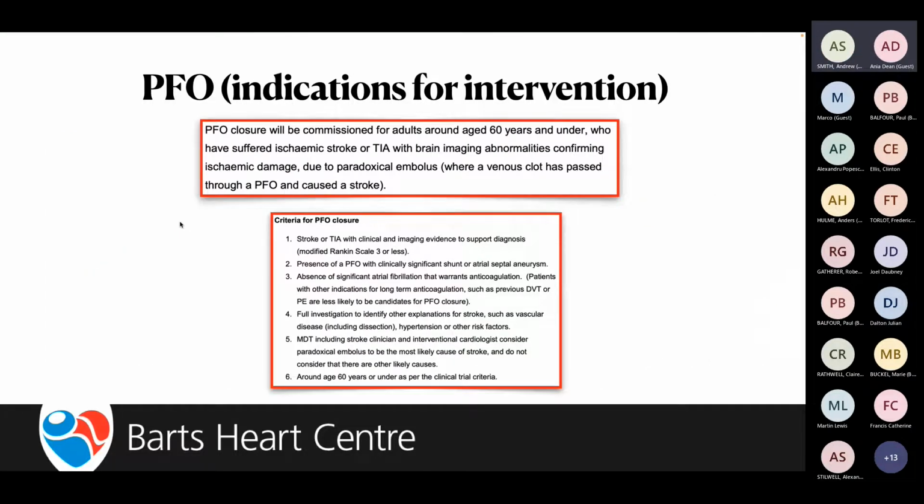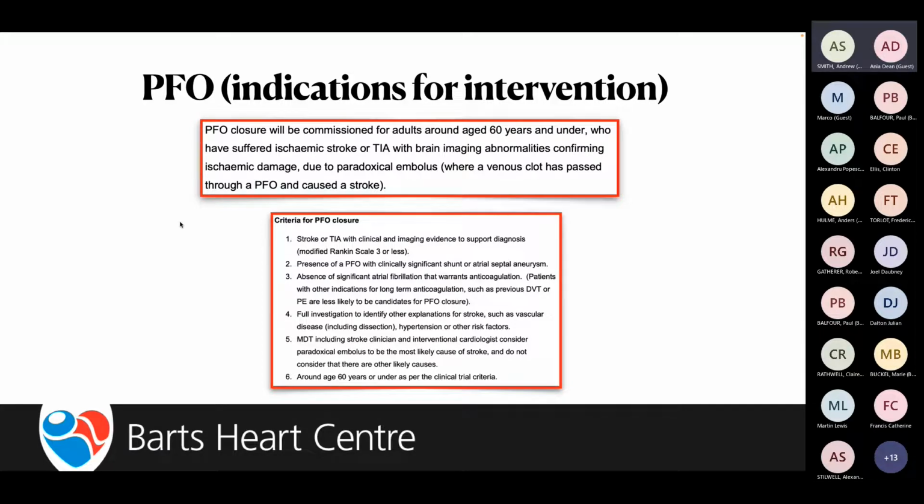Current indications for intervention. As you might imagine, with previous data not being quite as convincing, PFO closure has been quite a controversial topic in recent years. But in 2019, with all the latest data, it was agreed by NHS England that PFO closure would be offered on the NHS. And these are the criteria.